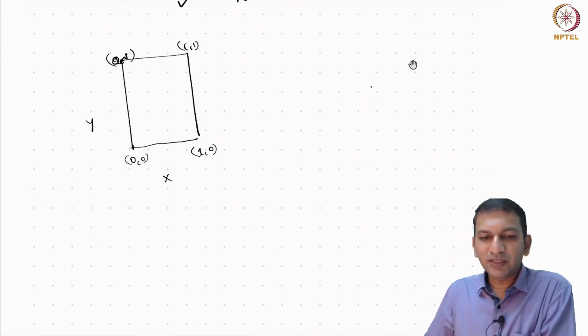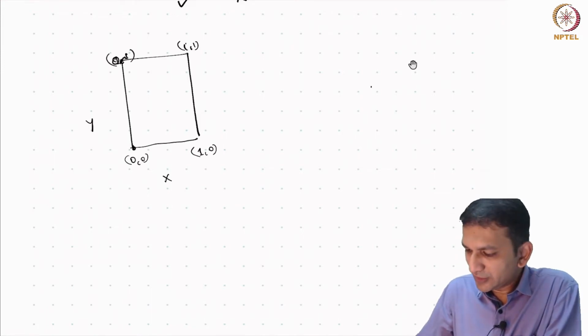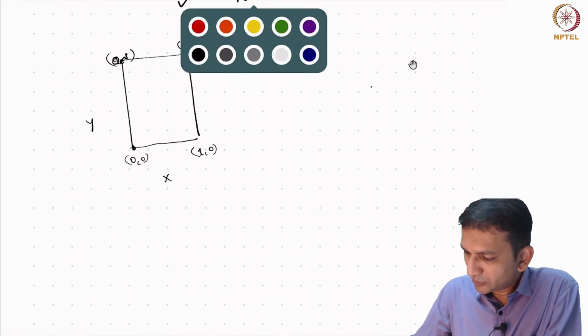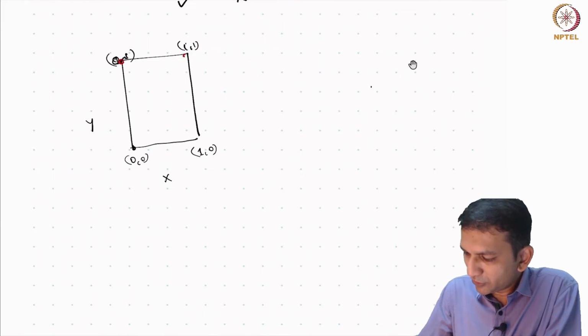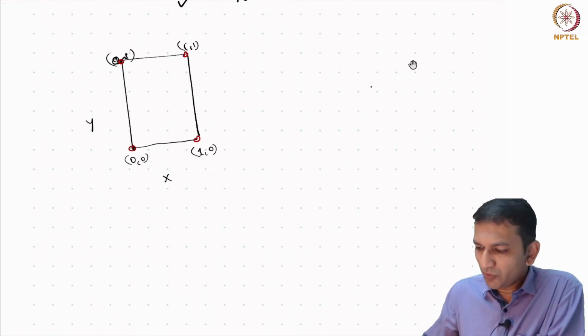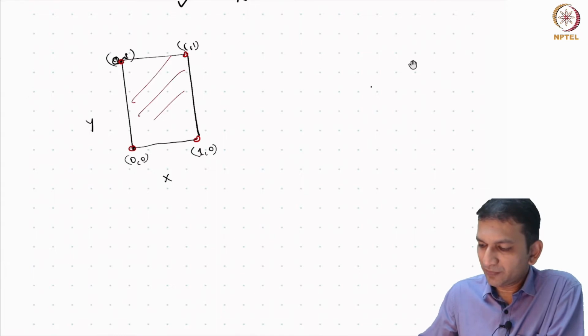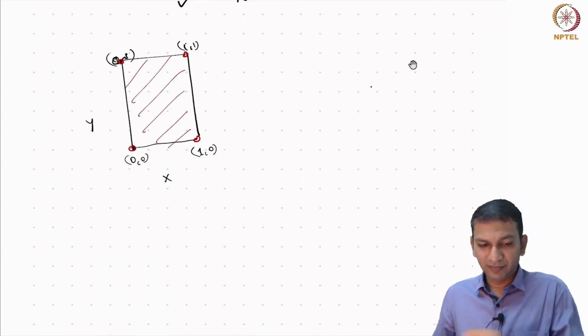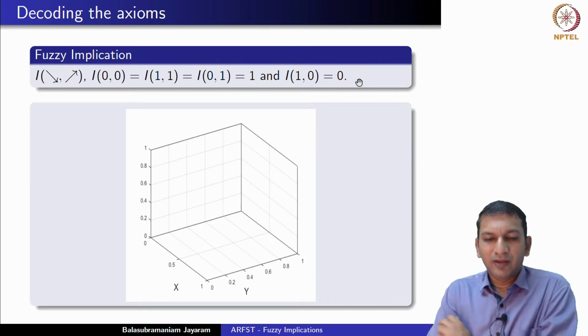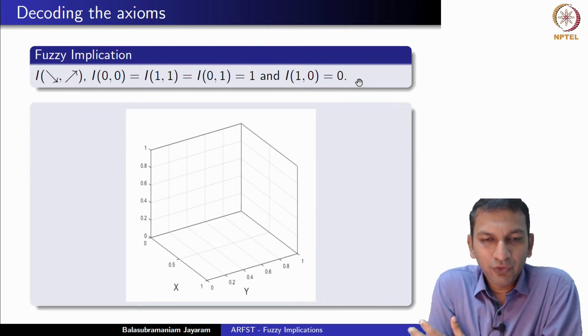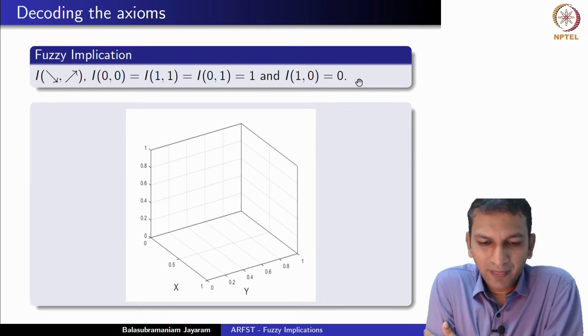So this was what is defined in the case of classical logic connectives. On these vertices of the unit square, the classical logic connectives are defined. Now what we want to do is extend it to this entire unit square. Now let's look at a 3D view of a fuzzy implication.